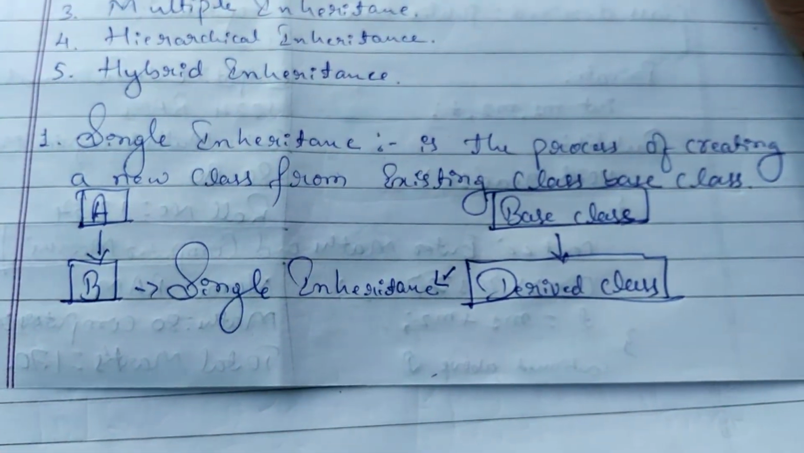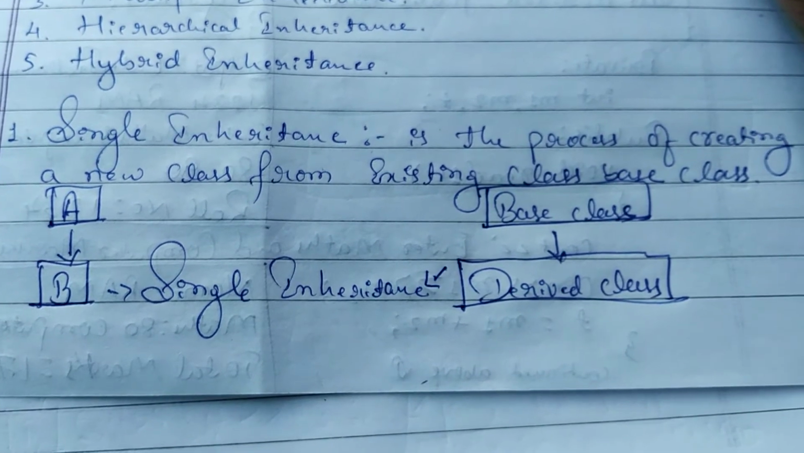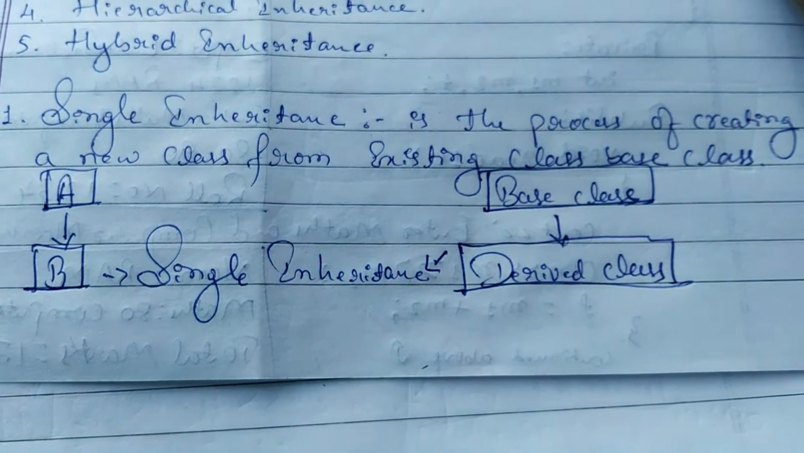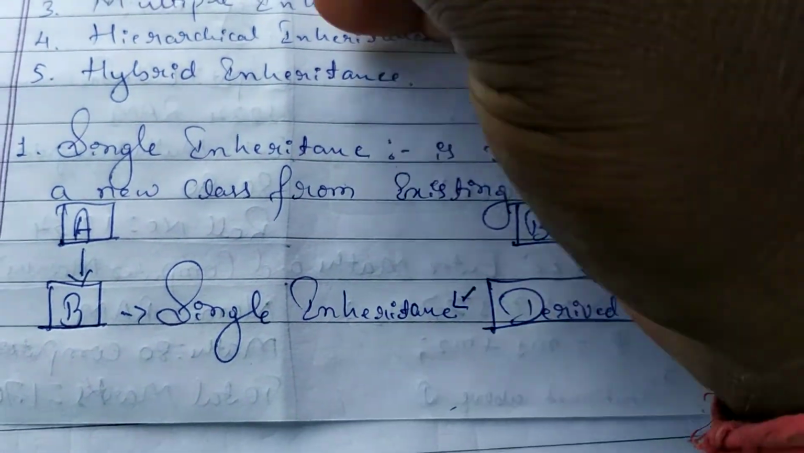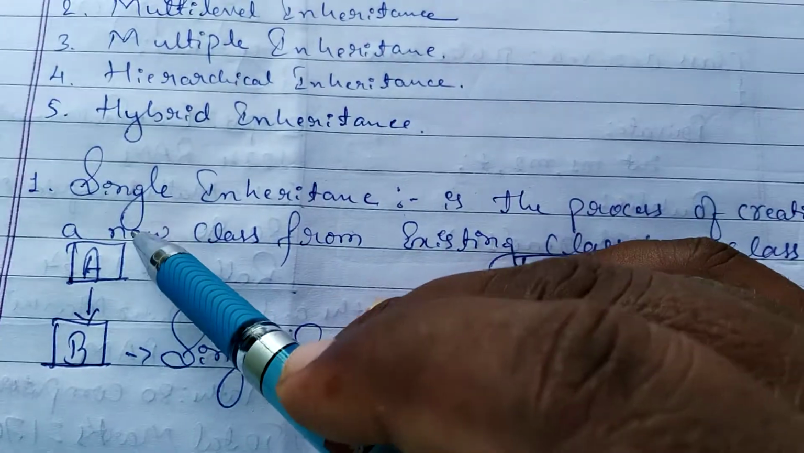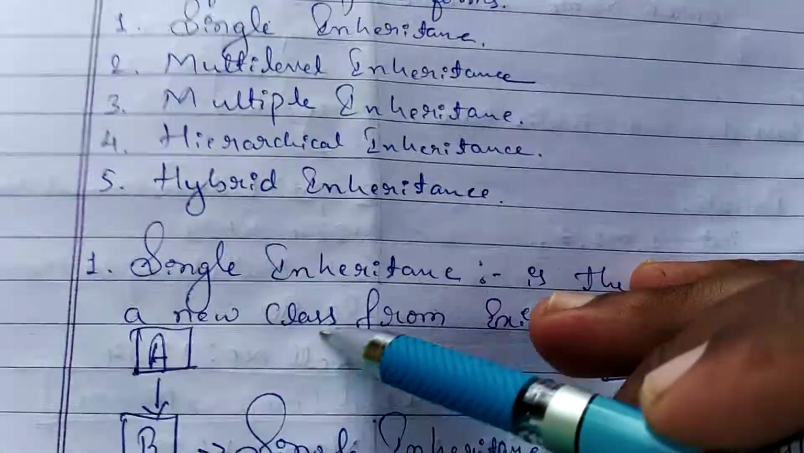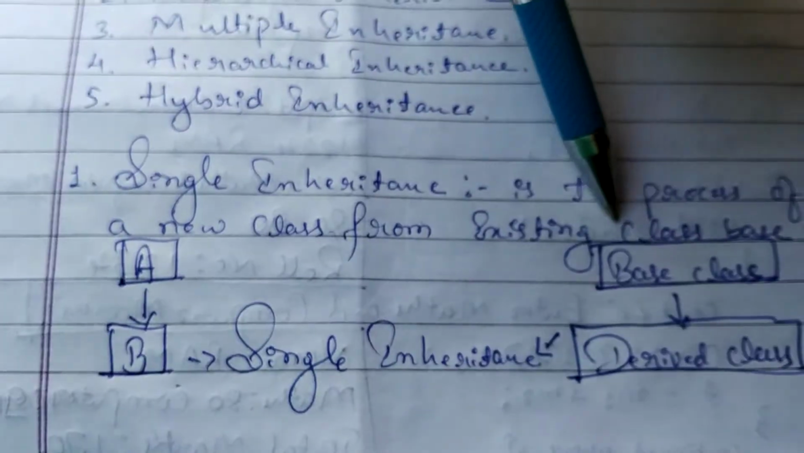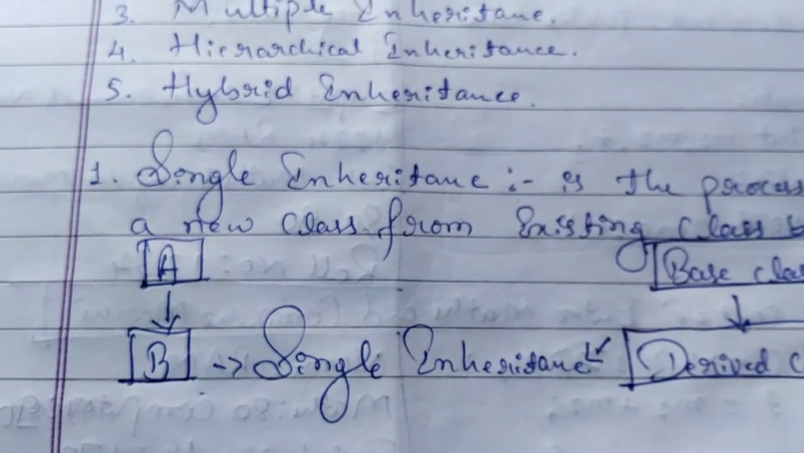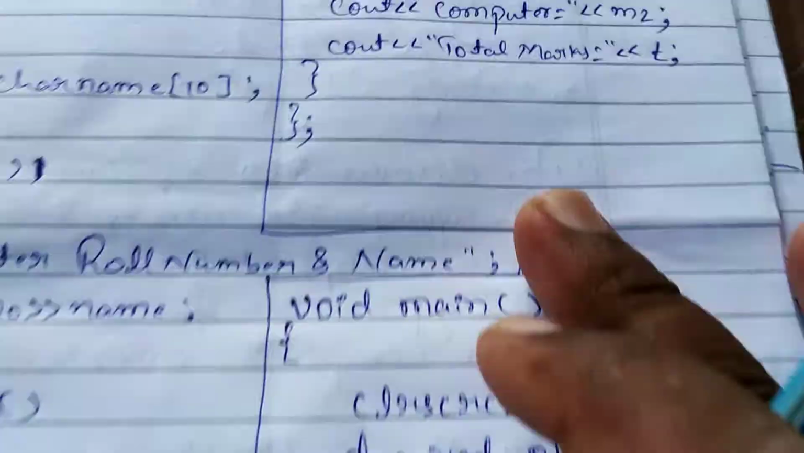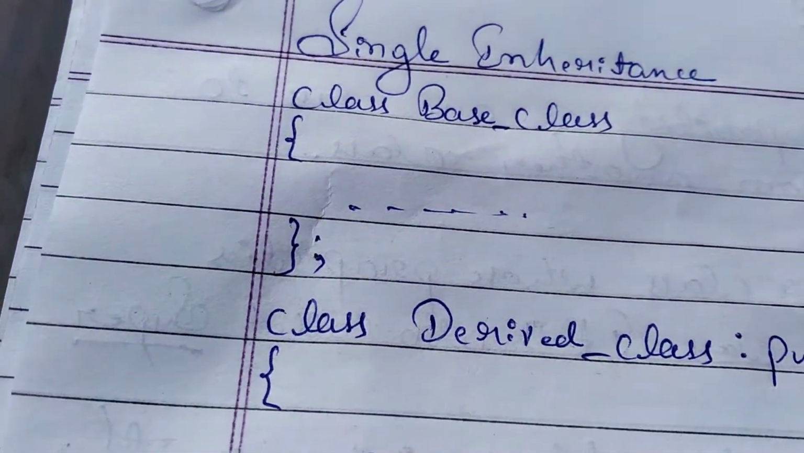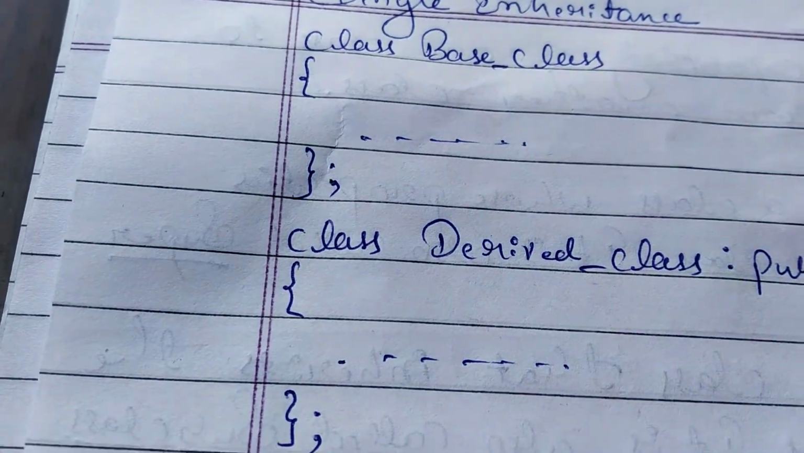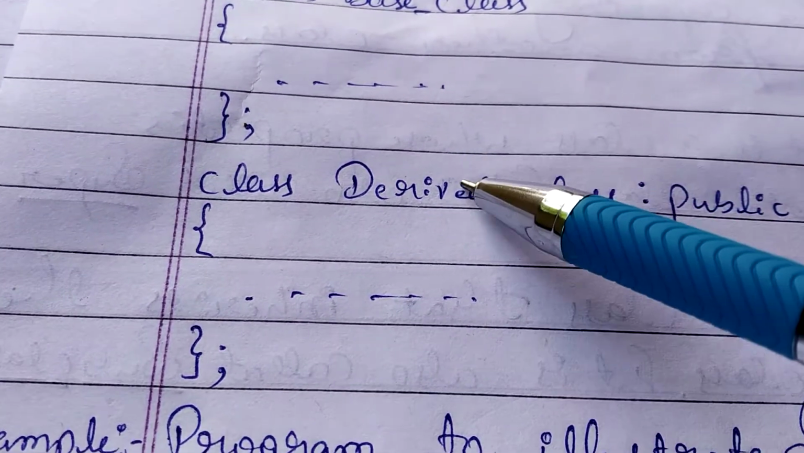Single inheritance is the process of creating a new class from an existing class or base class. So this we call a single inheritance. For example, we can call A a base class, and B a derived class. This type of base class and derived class we call single inheritance. So we can write in a program like this: single inheritance, base class, whatever name you want to write here.